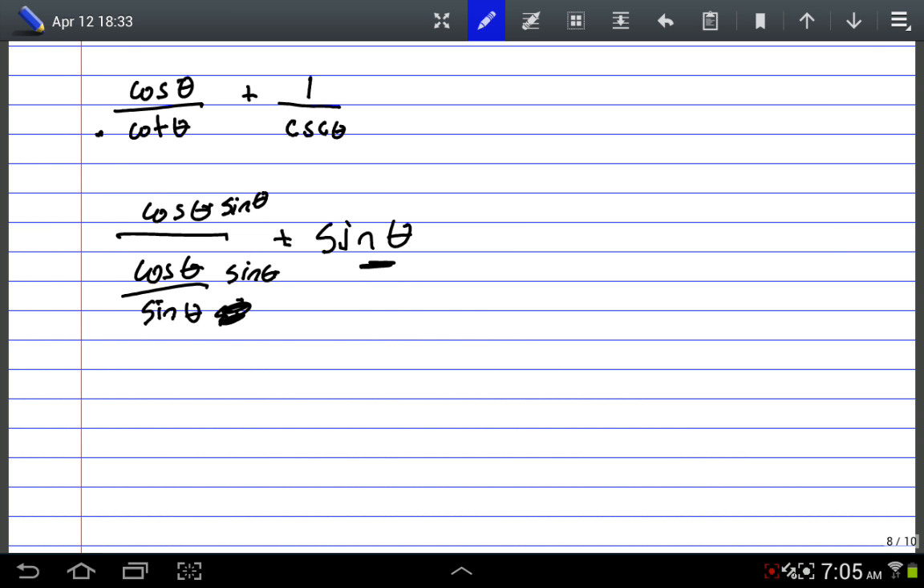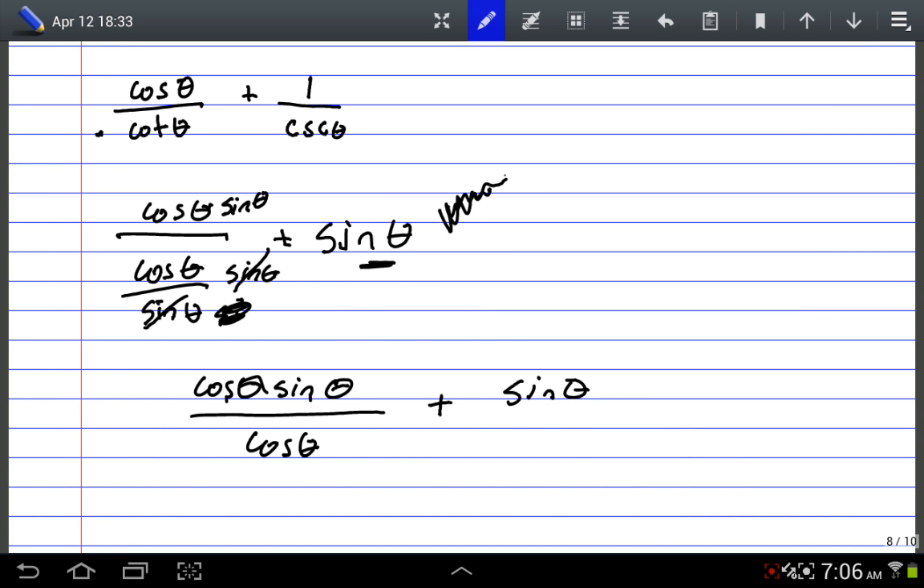Okay, so now this will give me cosine theta, sine theta, over. Now let's see if y'all can tell me about the bottom part. It's just cosine theta. Okay? And we got plus sine theta. Now, y'all talk to me. Do y'all understand why we didn't multiply this one up here by sine? Yeah, it's not a part of the complex fraction. Okay? He's doing his own thing over there. So they need to multiply.